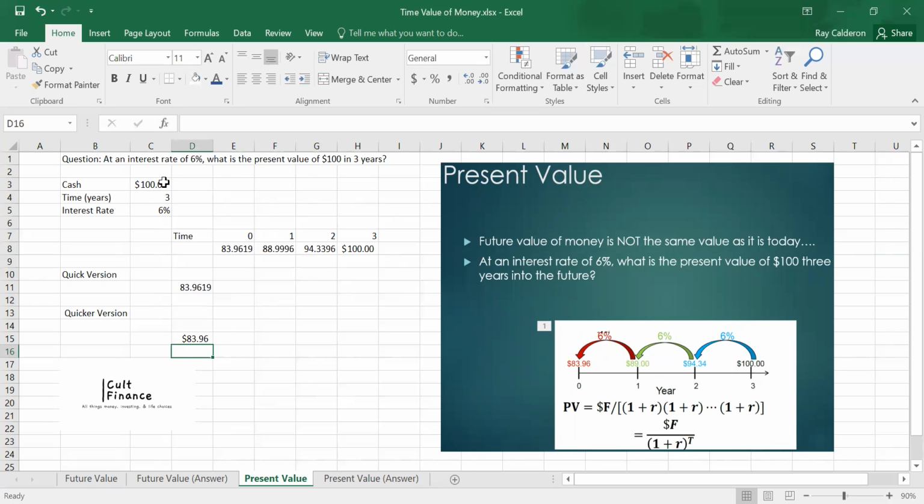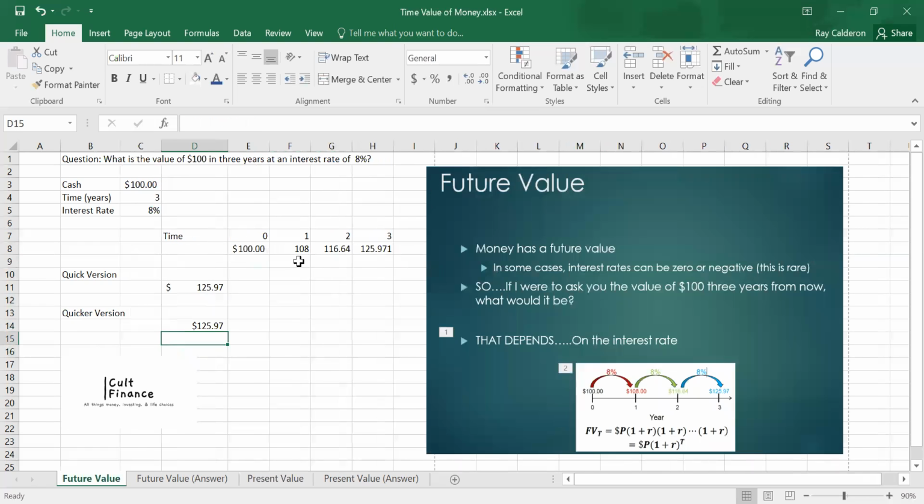So again, I hope this video at least illustrates mechanically, especially this top portion, how it actually looks in terms of the time value of money, right? So $100 3 years in the future is actually worth $83.96 today. The future value of $100 today at 8% interest compounded annually is actually $125.97. So hopefully this gives you a better understanding.